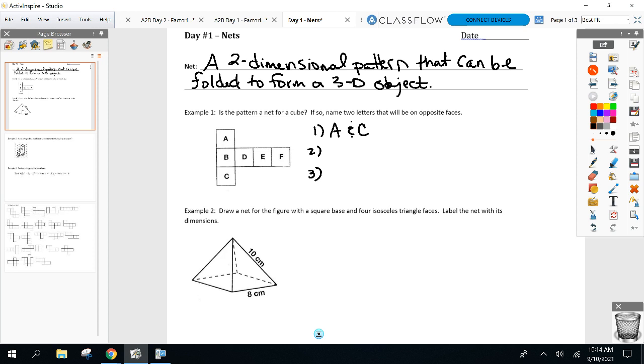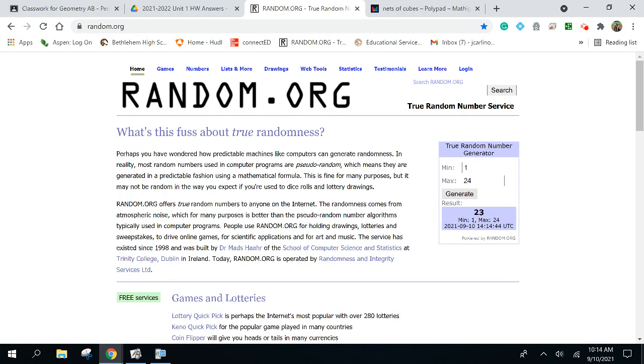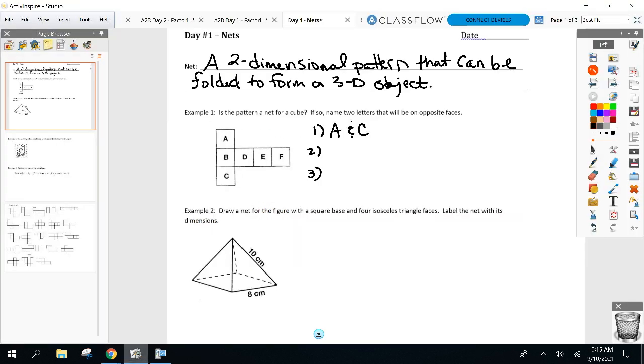How about another pair? What other pair of letters would be opposite? Here you go. 12, Luke? B and E. B and E is a good one. And I won't ask anybody about the other pair because that would just be process of elimination, right? What am I left with? D and F. Okay, everyone all right? That they would be opposite each other. All good? All right, let's go in reverse now.